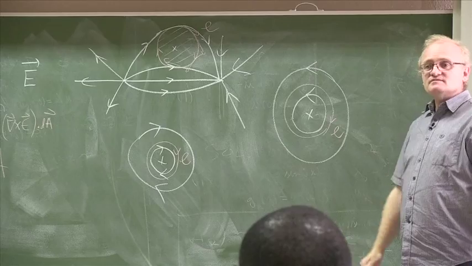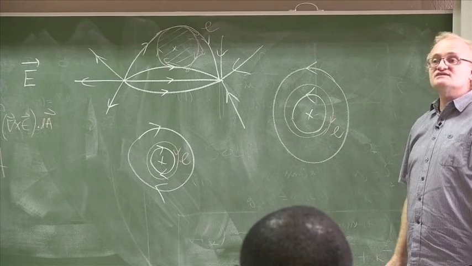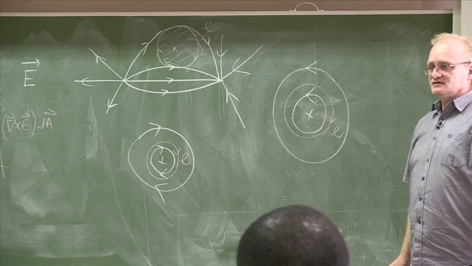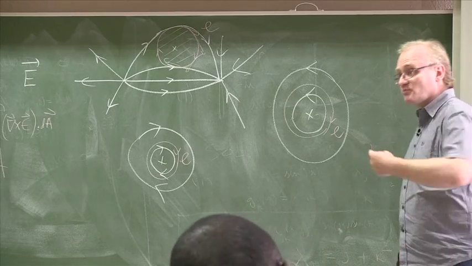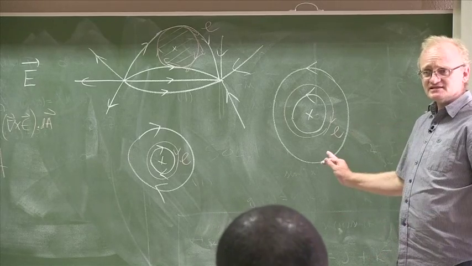So what can you tell me about dB/dt? Curl of E points out of the board. So what can you tell me about dB/dt? It's getting more and more pointing into the board. That's the rate of change of B. Okay? Everyone happy with that?